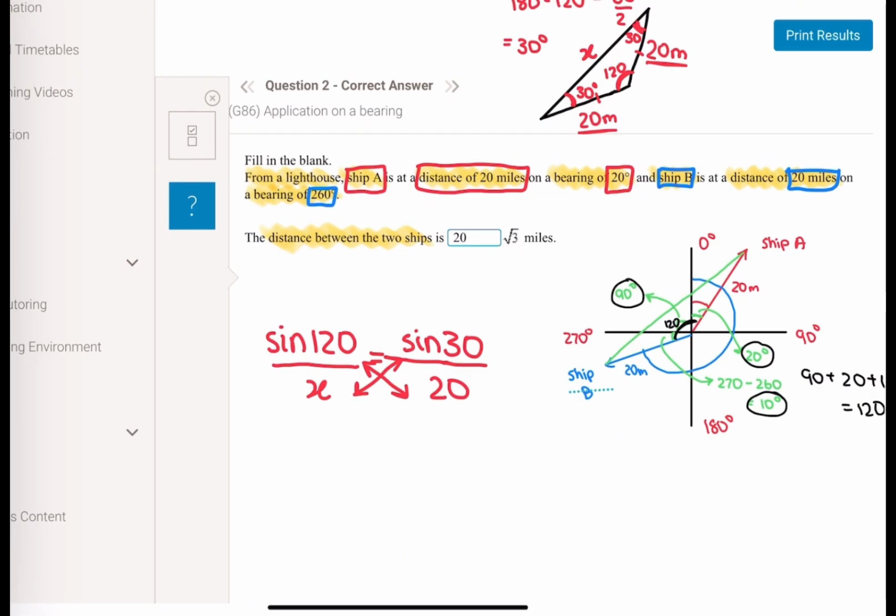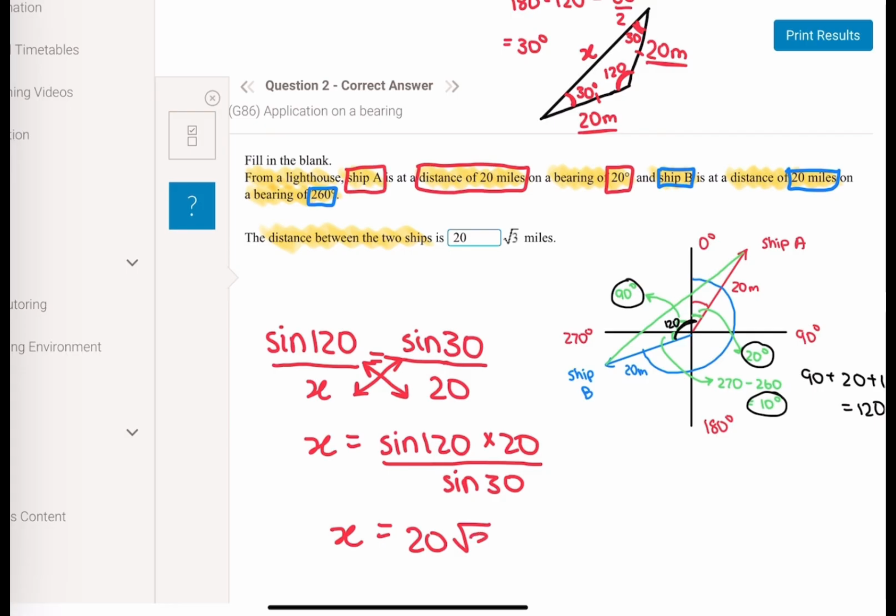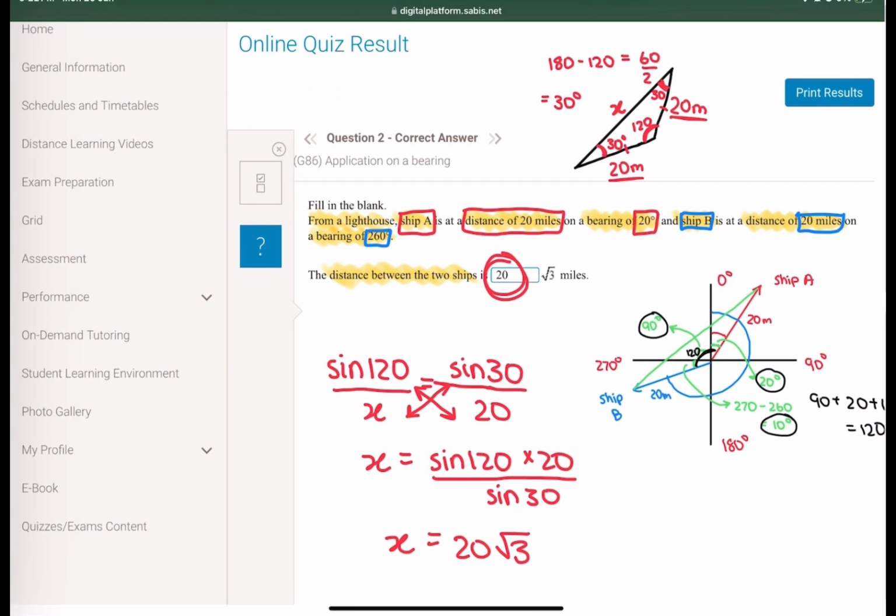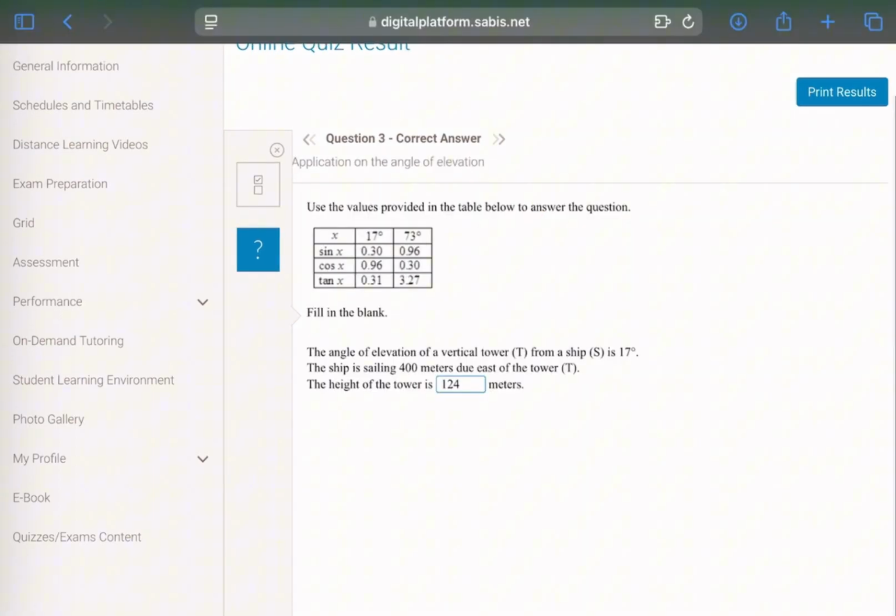Multiply these with each other. We're going to get x is equal to sine 120 times 20 over sine 30. And then if you put that into a calculator, you're going to get that x is equal to 20 radical 3. They already gave us the radical 3, so you just put in a 20, and that's your answer. Okay, so now we're moving on to question number 3.